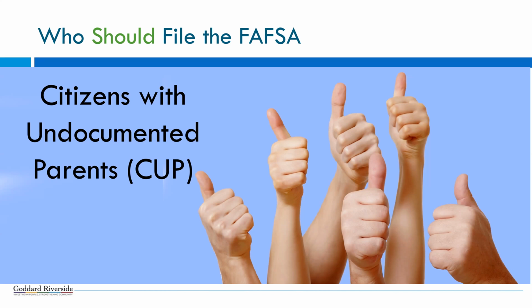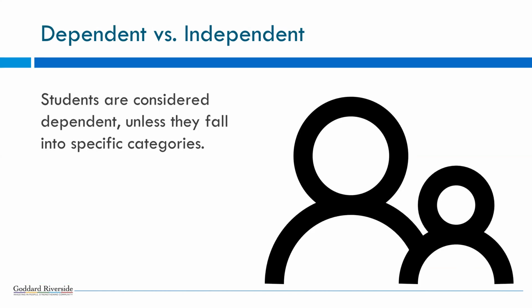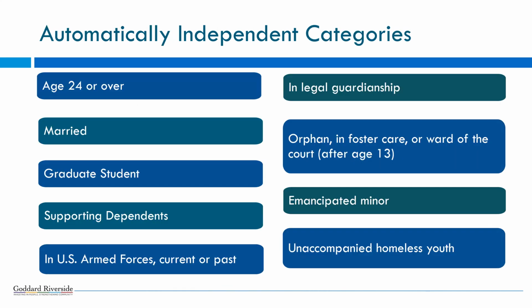All right. We're going to take a look now at who's a dependent versus an independent student. So dependent students versus independent students. Students are considered dependent unless they fall into very specific categories. Those categories are going to be students who are automatically considered independent students for the purposes of financial aid. A student who is over the age of 24.